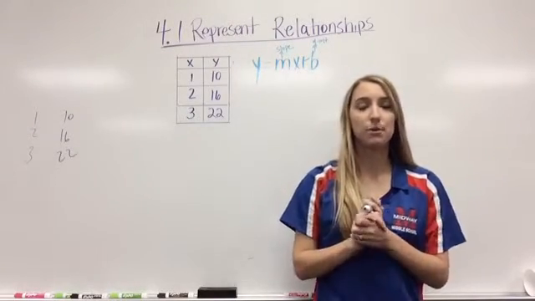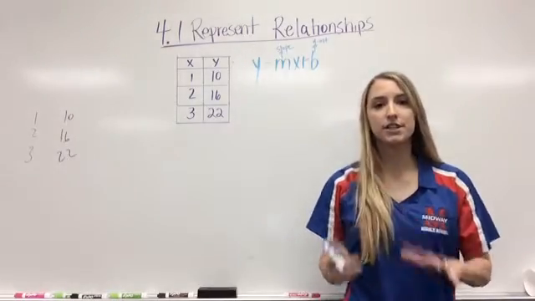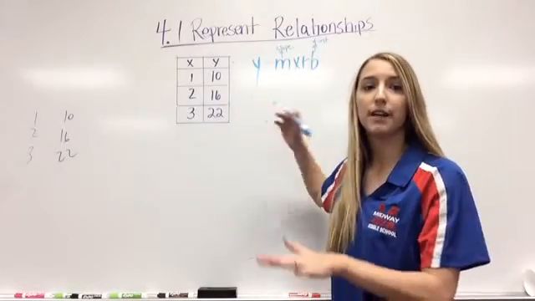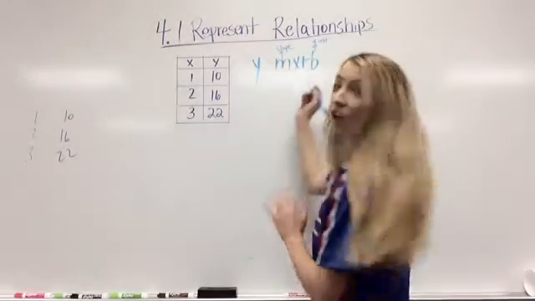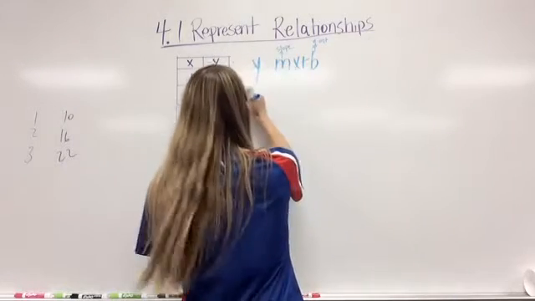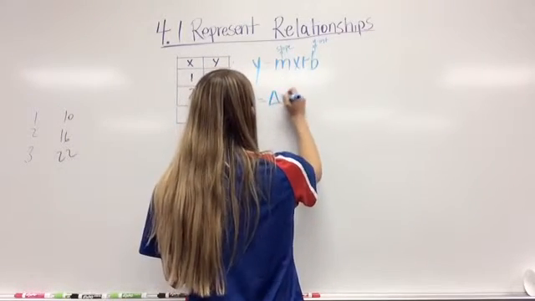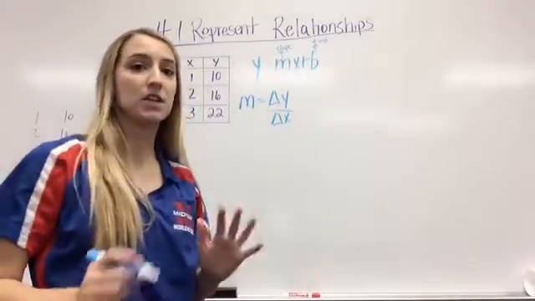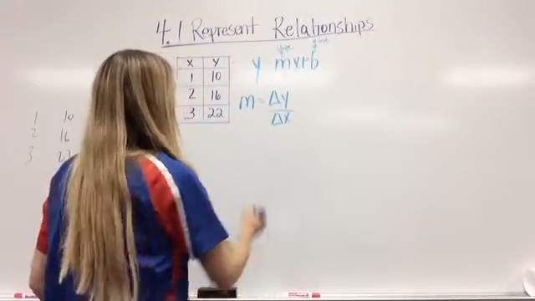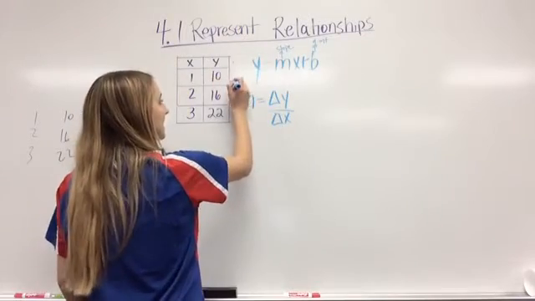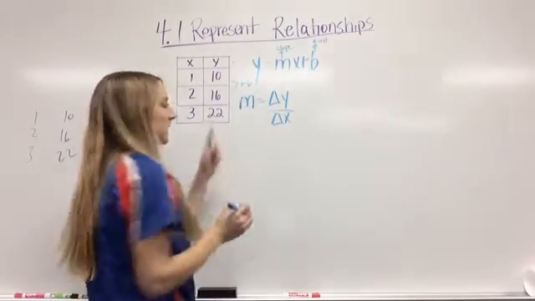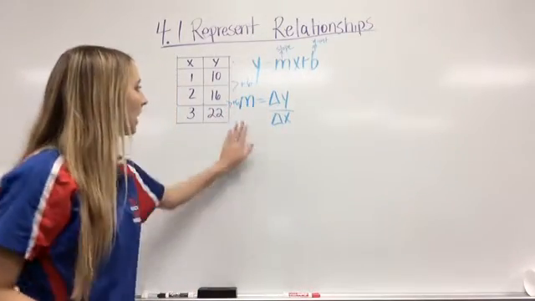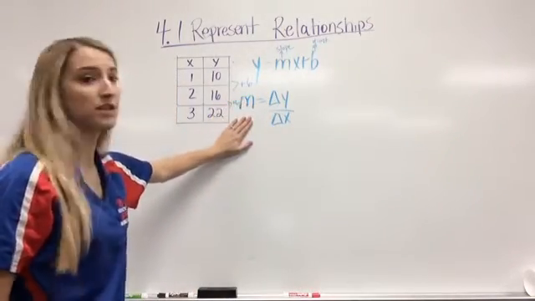Slope, we know how to find slope from a table, done it a million times, so let's go ahead and do that. Remember, to find the slope from a table, we're doing the change in y over the change in x. So I'm going to write that down. M equals the change in y over the change in x. Okay, so let's start with our y's because they're on top. To get from 10 to 16, I have to add 6. To get from 16 to 22, again, I have to add 6. Okay, great. So that's my change in y.